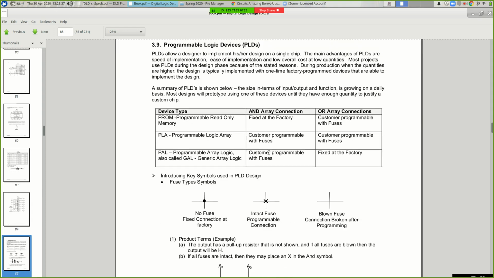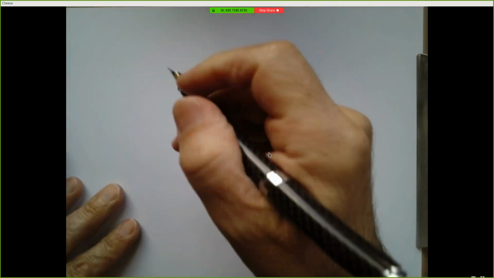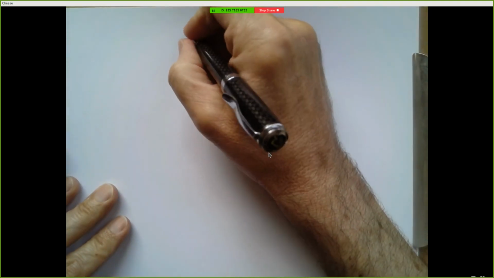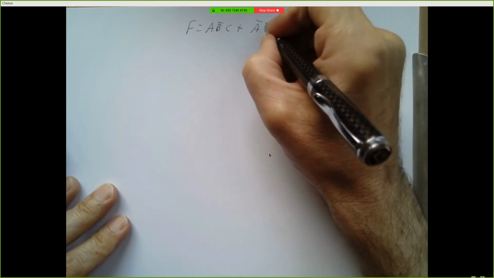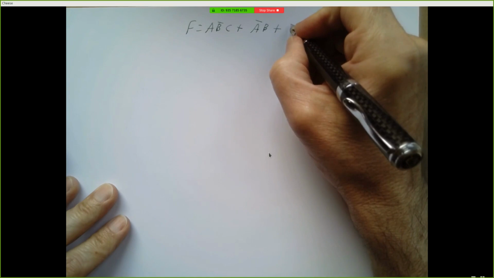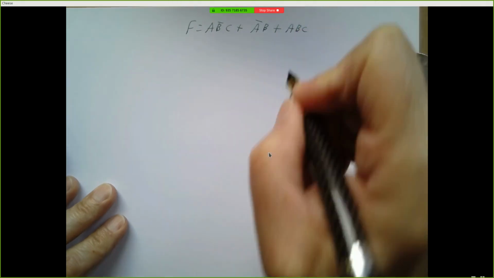Okay, what I do want to talk about is programmable logic devices. So we know that we can take chips and we can put them together and we can get different behaviors out. And we know that when we want to draw a diagram, let's say we have an equation like F equals A B bar C or A bar B or ABC.